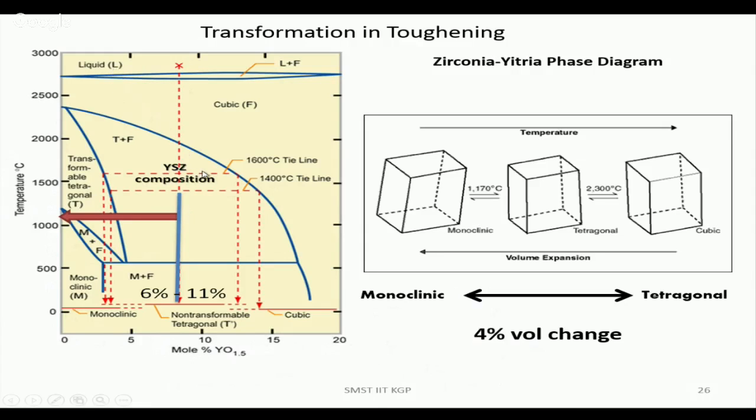And interestingly, these monoclinic and tetragonal phases have a transformation. If the monoclinic transforms into tetragonal, there is a volume change, and also if tetragonal transforms into monoclinic, there is a volume change. If the monoclinic changes to tetragonal, there is a volume reduction, and if tetragonal changes to monoclinic, there is a volume expansion.